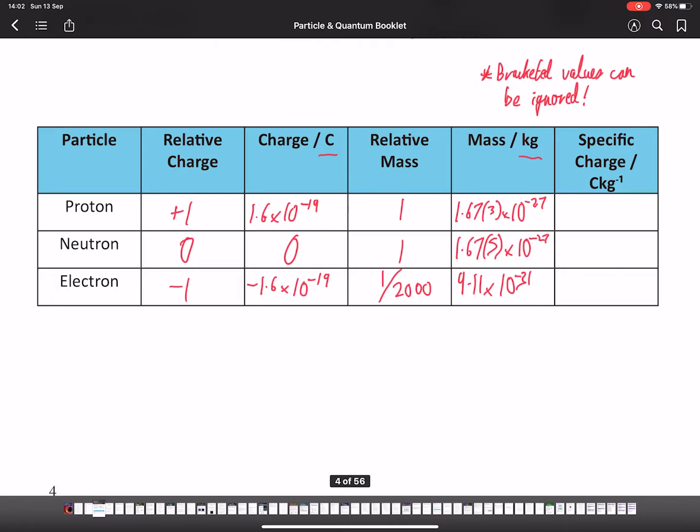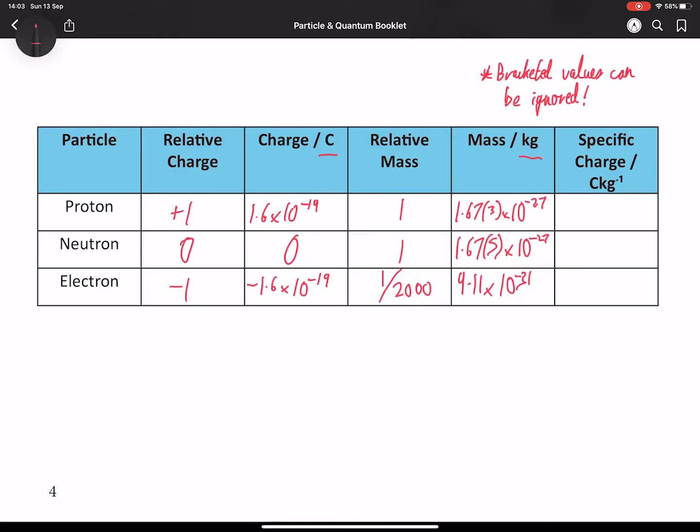Now the obvious one to get out of the way is the neutron. 0 divided by anything will still be 0. So the specific charge of the neutron is naturally going to be 0. This isn't listed on the datasheet, but it doesn't really need to be. The other two show a distinct difference in how the charge relates to the mass.